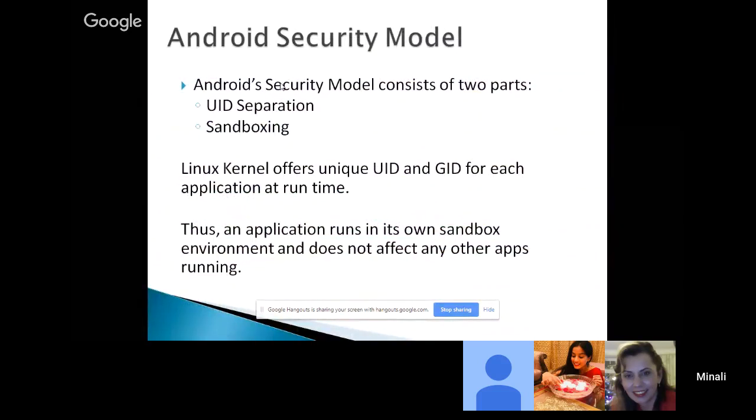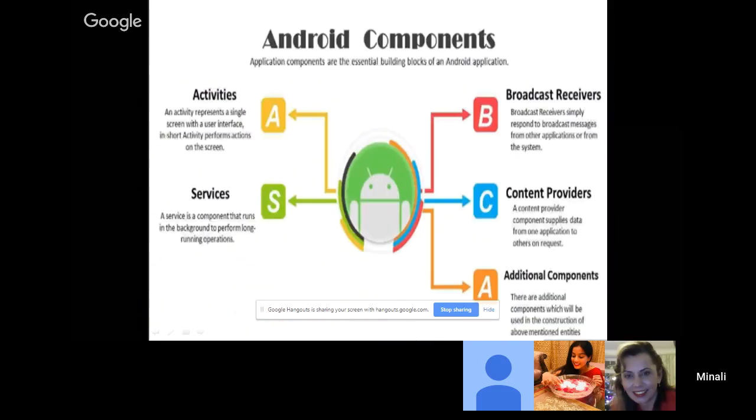The Android security model mainly consists of two parts. One is UID separation and sandboxing. We've already discussed what sandboxing is. In sandboxing, every application is assigned a particular user ID so that it can run in its own process. So that is UID separation.